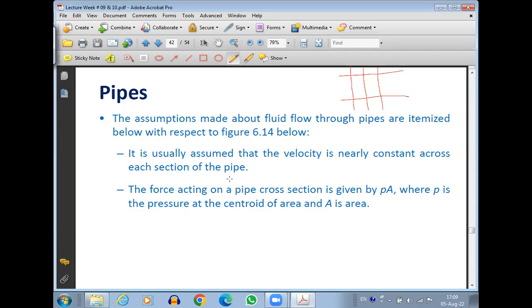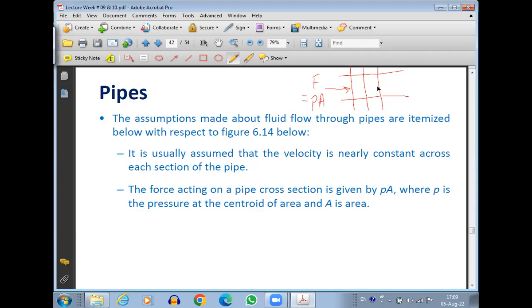And the force acting on a pipe cross section is given by PA. So at any cross section, because it is a fluid force, this force is equal to pressure multiplied by the cross-sectional area.